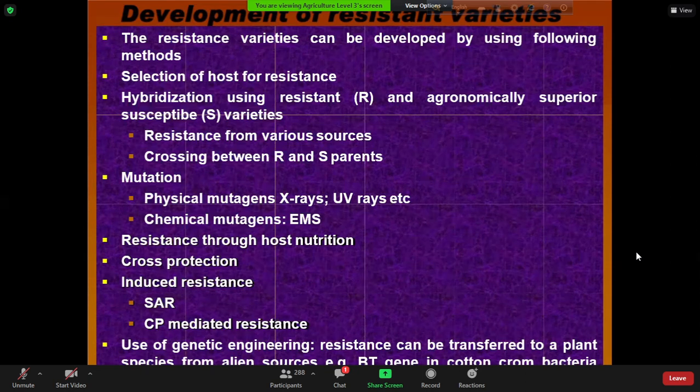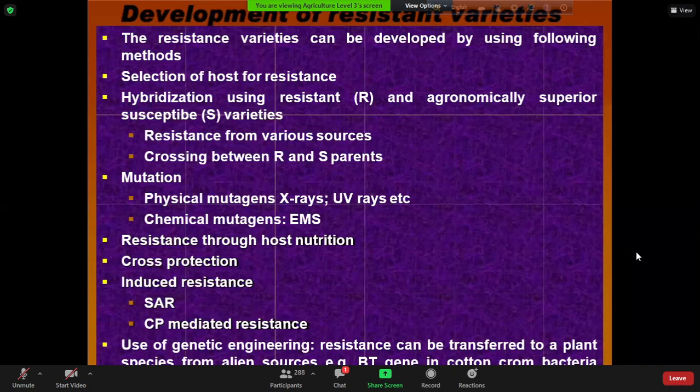Okay, so we have to use the avirulent races of the pathogen of the same species, and we have to use these avirulent races to make the host resistant to the virulent races. So the use of avirulent races is known as cross protection. Then another mechanism of resistance is what we call induced resistance.